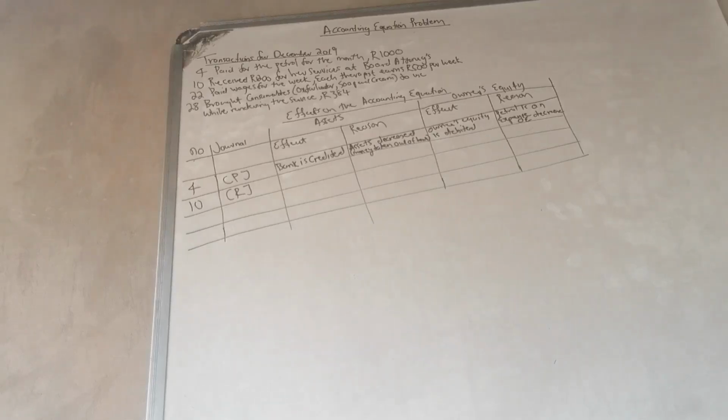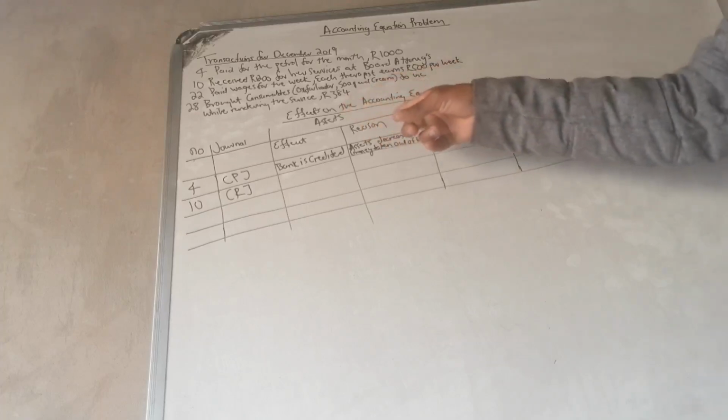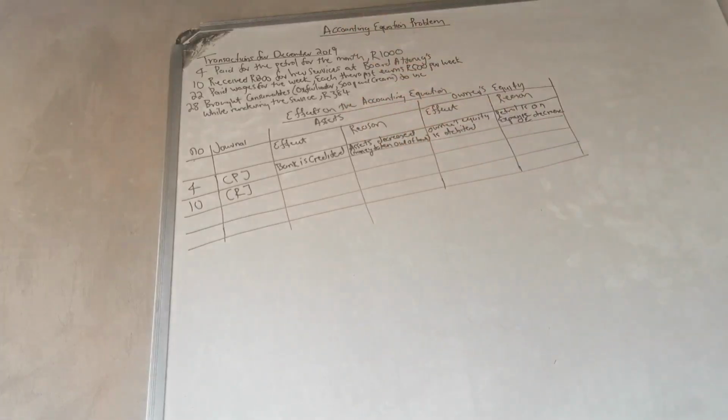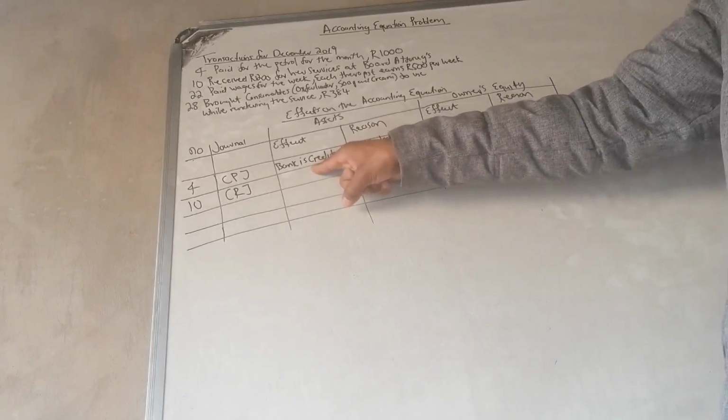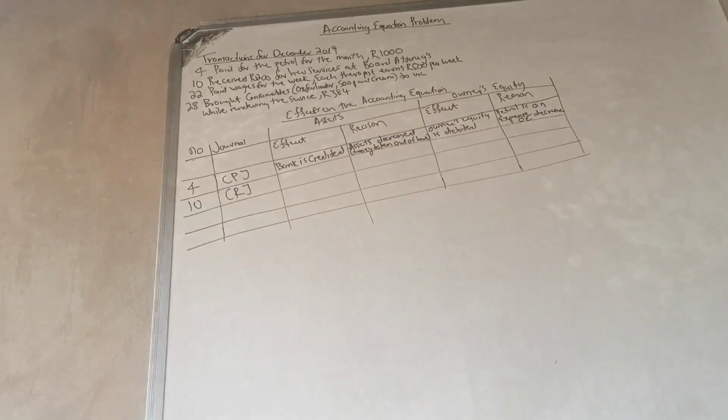So we are recording that in the CRJ, the cash receipts journal. Now, on the assets, where we have the effect and the reason, let me take you back. We received 1,200 for her services at Board Attorneys. What is the effect? Is the bank credited or debited? The bank is debited. We received 1,200.